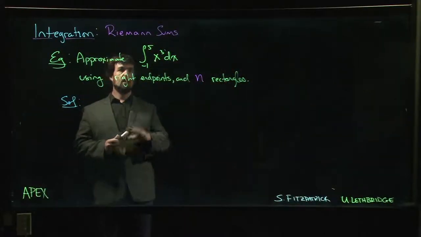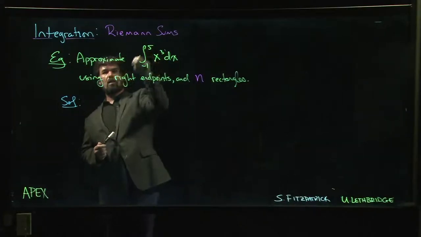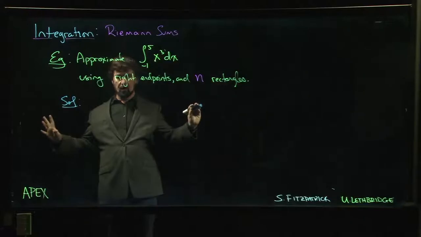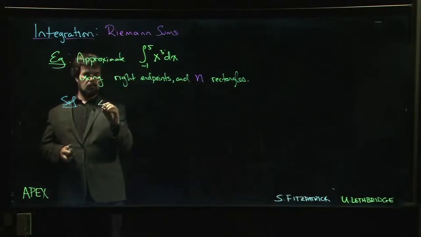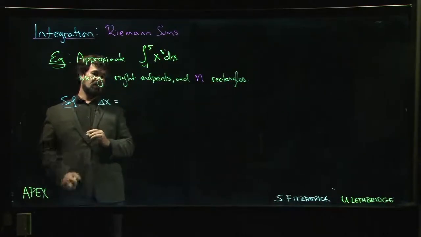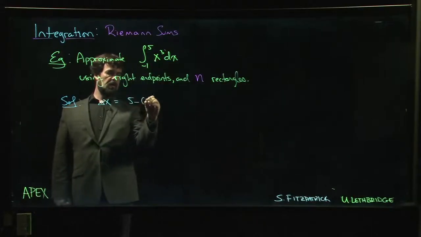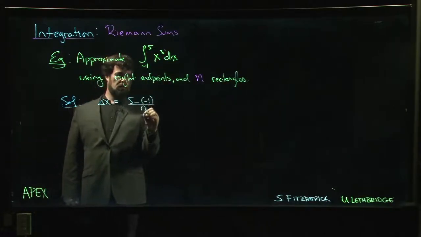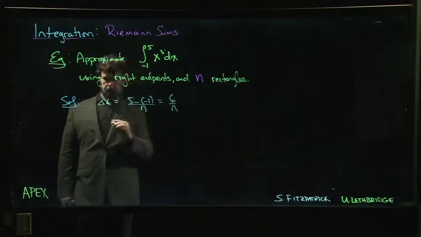Let's try another example. This time we'll work with the cubic function. We're going from minus 1 to 5. Same setup as last time, right? So first thing we do is construct our partition. So delta x is going to be 5 subtract minus 1 over n, 6 over n, okay?